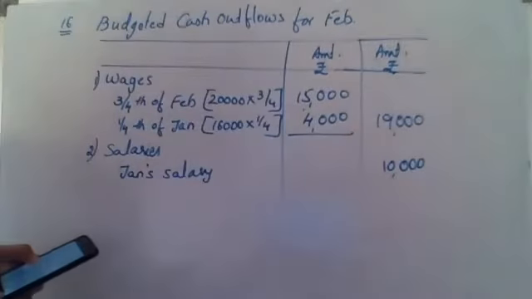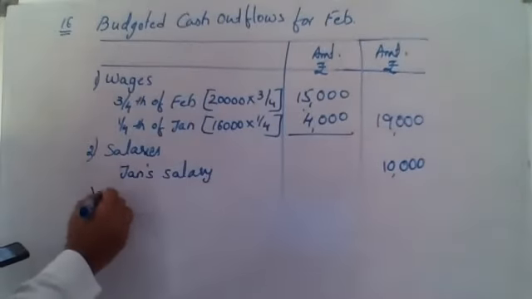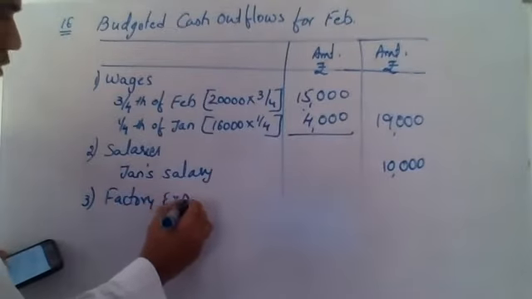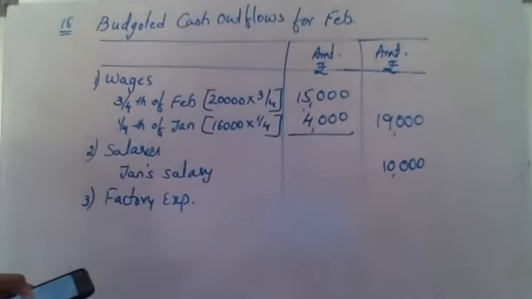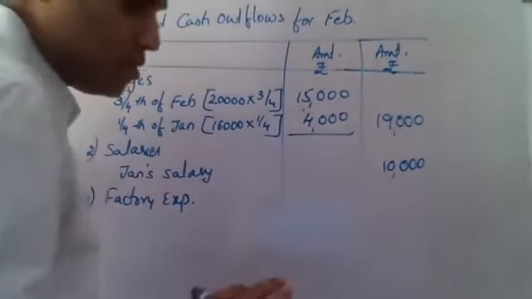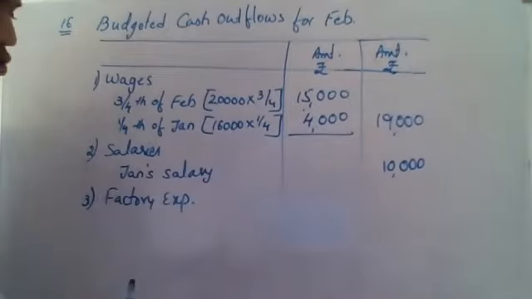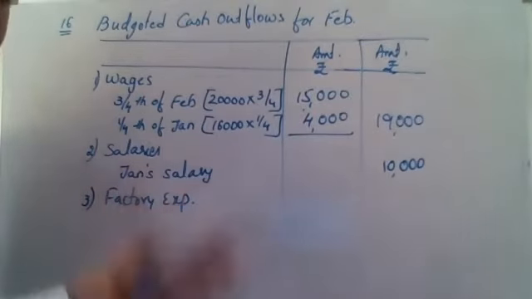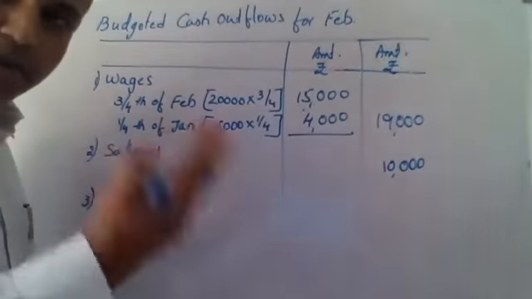And similarly, factory expenses. When you look at the factory expenses, here it says time lag in case of factory expenses, half month. So half month means half I'll pay in this month, half I'll pay in next month. January's half will be paid in Jan, another half will be paid in Feb. February's half will be paid in Feb, another half will be paid in March.